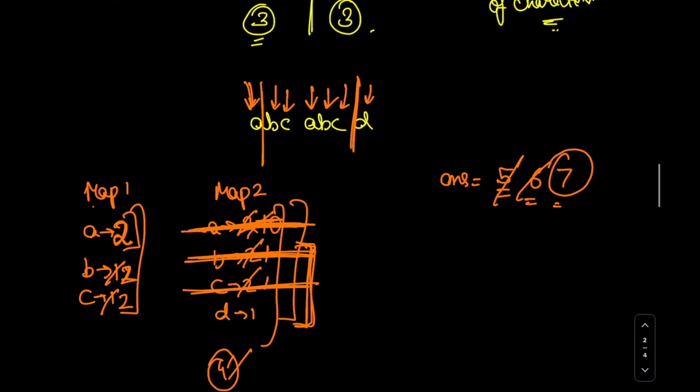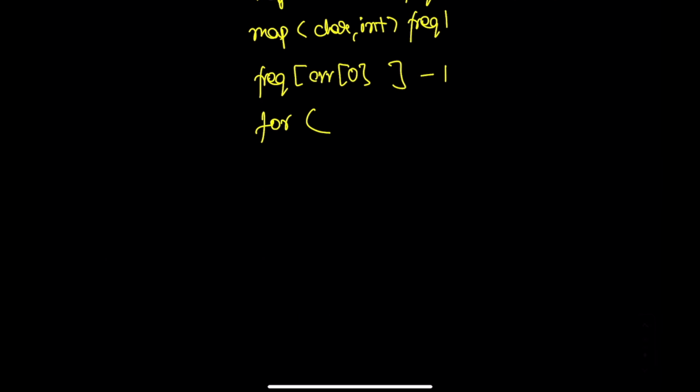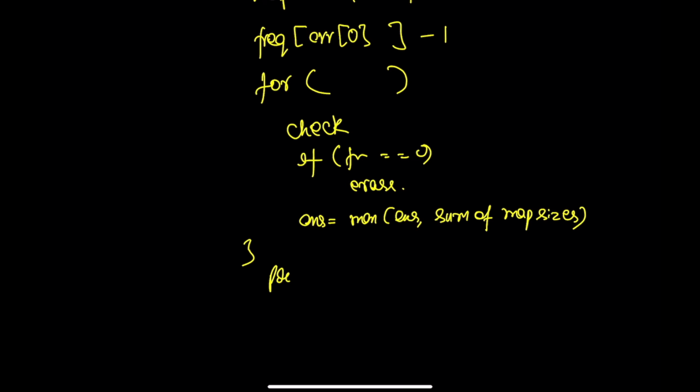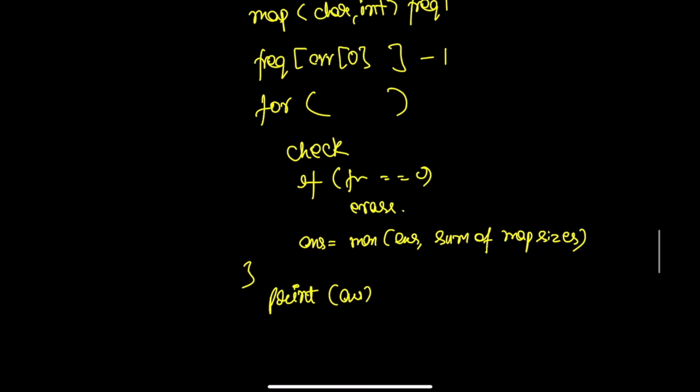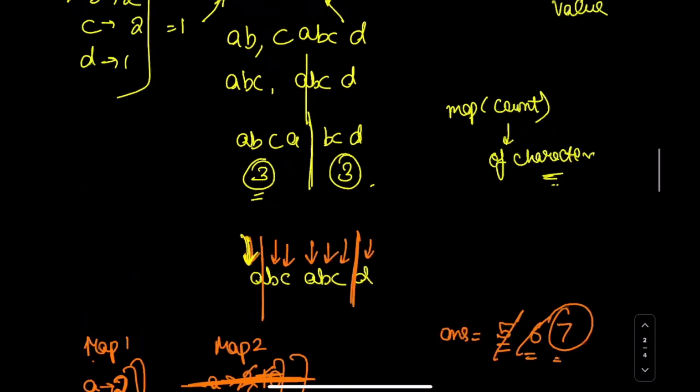Why? Because I want the first string to be non-empty, and after that I will just go on checking, and if the frequency becomes 0, I will erase it and I will just check the answer. The answer is the max of answer and the sum of map sizes, and I will just print the answer in there. So that's all we need to do in this question. Now let's move on to code the same.